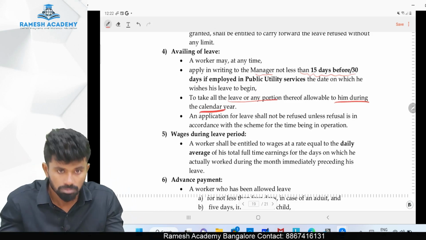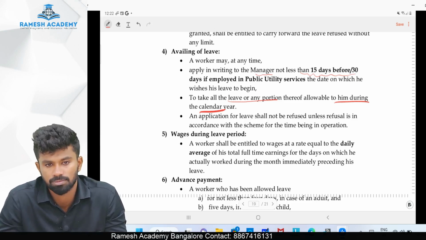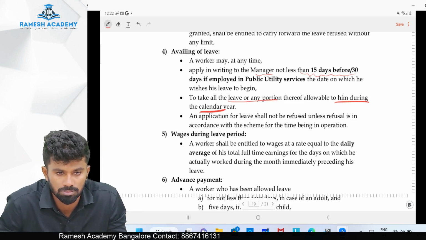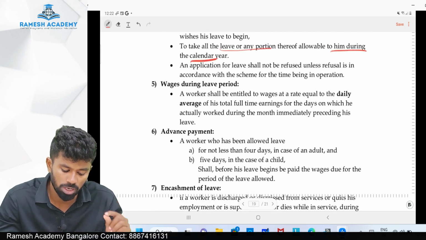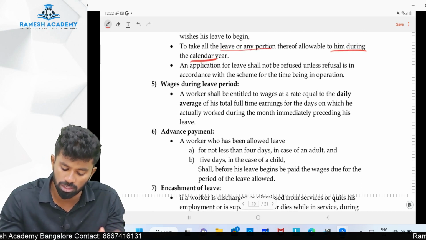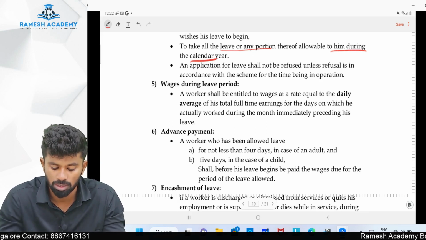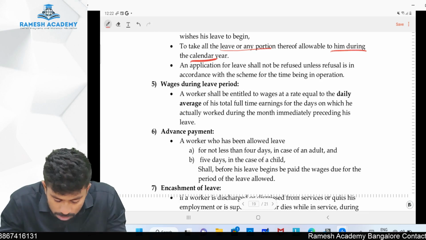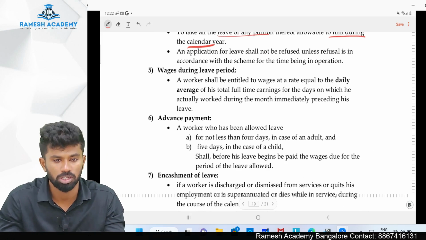If you want to take a paid leave, you have to give 15 days prior notice, and 30 days if it is a public utility service. Wages during the leave period. A worker shall be entitled to the wages at a rate equal to the daily average of his total full-time earnings for the days on which he actually worked during the month immediately preceding his leave. It has to be paid proportionately.